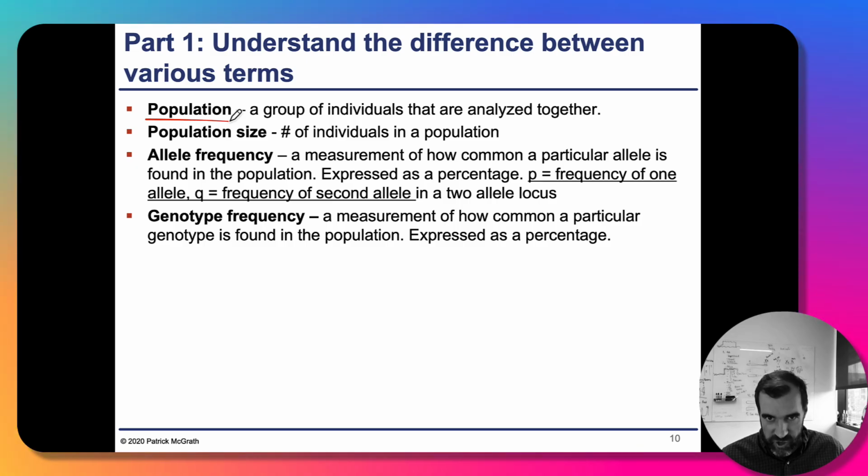All right, so this hopefully introduces 4 important terms. Population, so this is a group of individuals that are analyzed together. They are all members of the same species, but they're not all of the members of a species, and they're geographically or some way restricted in area so that they're much more likely to mate with each other. The population size is just the number of individuals in that population. The allele frequency is a measure of how common a particular allele is. And then the genotype frequency gives you the distribution at that genotype level.